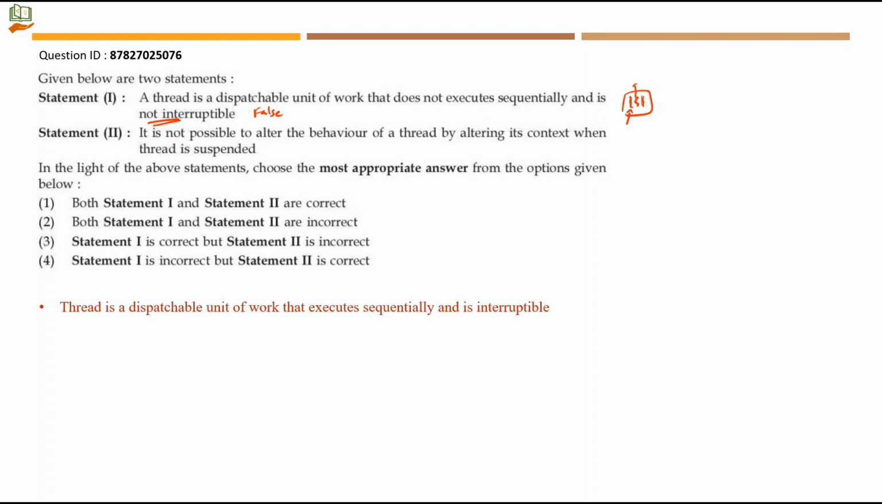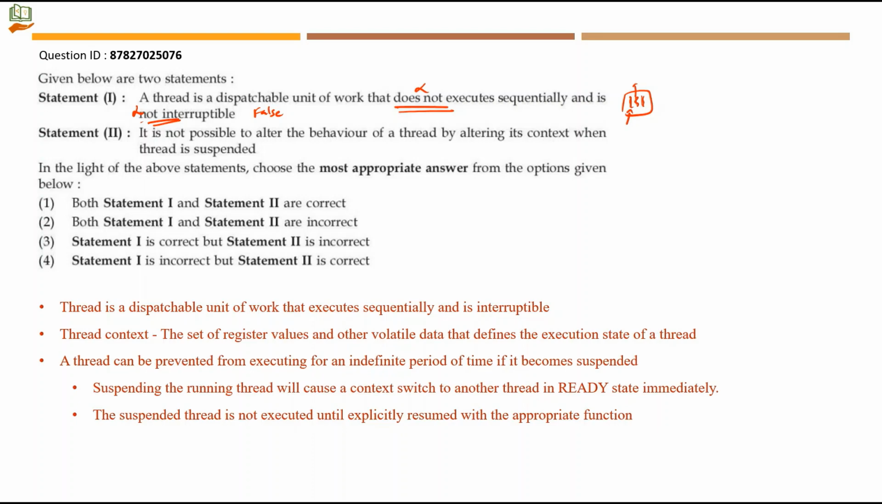Now we'll see the exact statement. A thread is a dispatchable unit of work that executes sequentially. So this word is also wrong, and is interruptible, and this is also wrong. Next statement. It is not possible to alter the behavior of a thread by altering its context when the thread is suspended. The set of register values and other volatile data that defines the execution state of a thread make the thread context. Here they say it is not possible to alter the behavior by altering the context. The context is having some register values and the execution state of a thread.